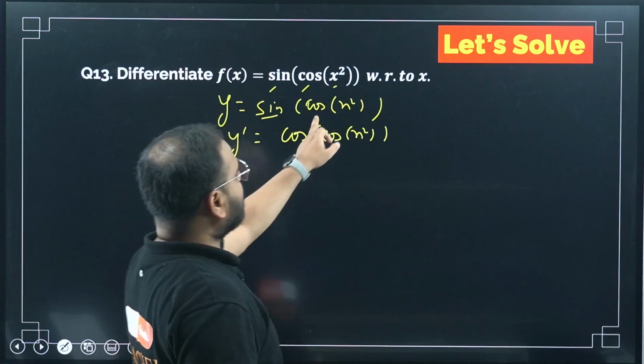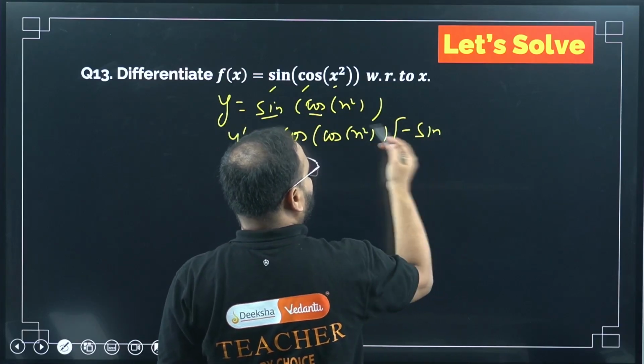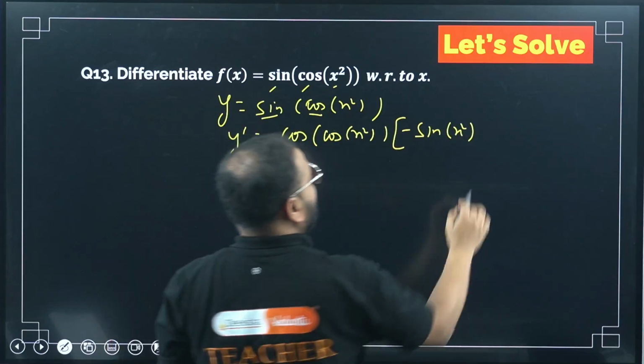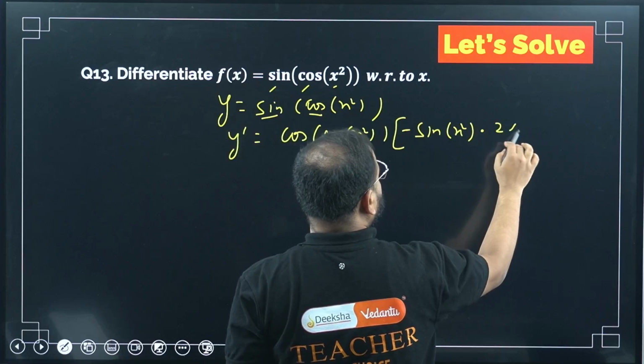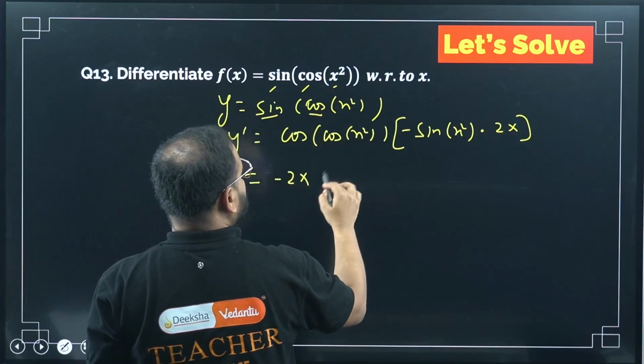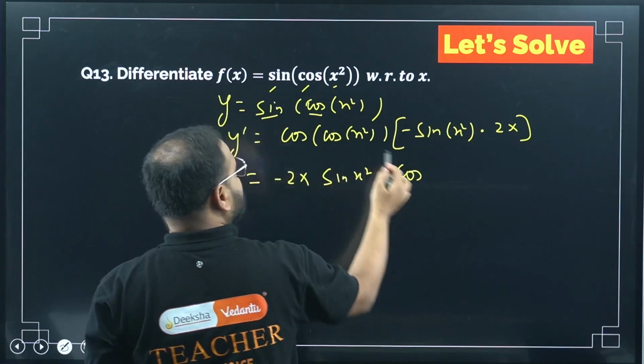Now I'll do for the cos inside. It will become minus sine of x^2. Yes or no? Yes. Then I'll do for x square. How much will that be? Simply 2x. My final answer, minus 2x. What is this? Sine of x^2 times cos of cos x^2.